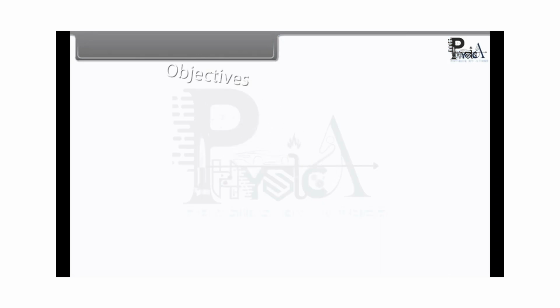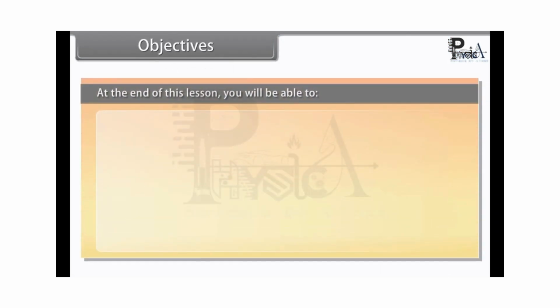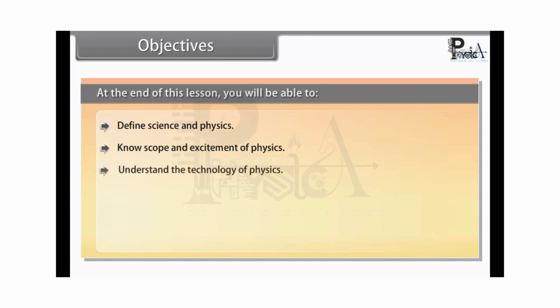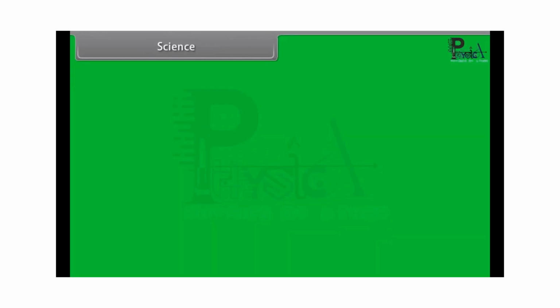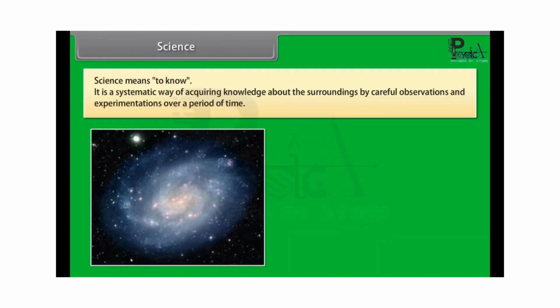Objectives. At the end of this lesson, you will be able to define science and physics, know the scope and excitement of physics, understand the technology of physics, know about physics and society, analyze fundamental forces in nature, and know about the nature of physical laws.